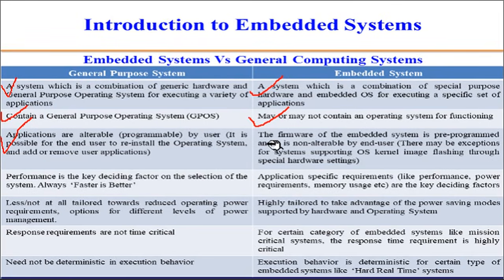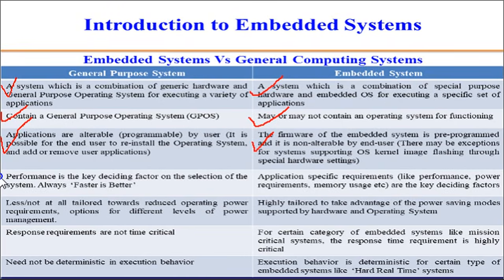And next, coming to an embedded system, the firmware of the embedded system is pre-programmed and is non-alterable by the end user. So the user can't change the program of a washing machine. They are already pre-programmed, and we get the product as a whole. So we can't modify anything in that, that means from the user's or end user's point of view. But there may be some exceptions, where there are some specialized hardware settings we need to look into.